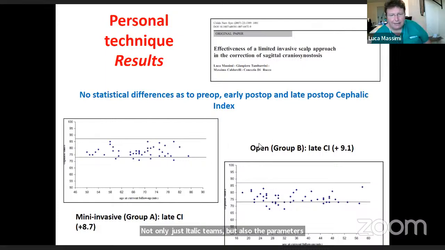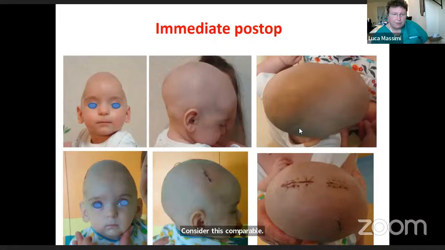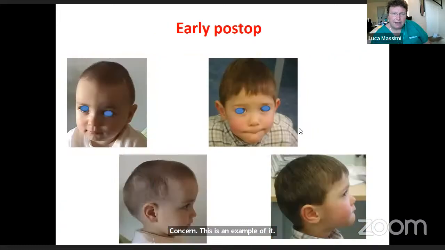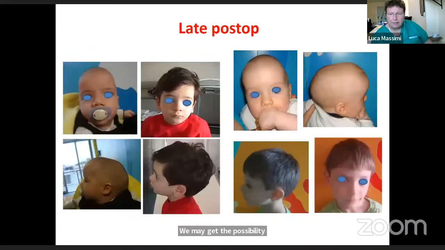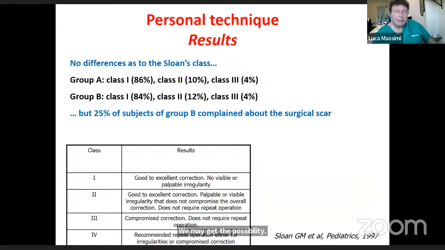But at that time, we didn't notice any differences between the minimally-invasive group and the open group, considering these comparable children, as far as the late cephalic index was concerned. This is an example of the immediate postoperative results, the early postoperative results, and the late postoperative results.